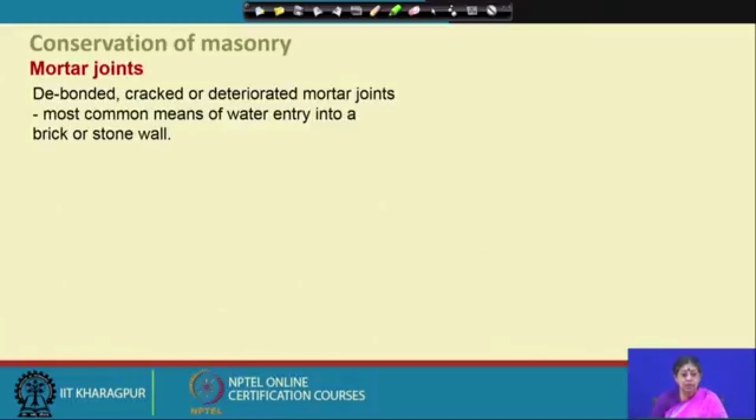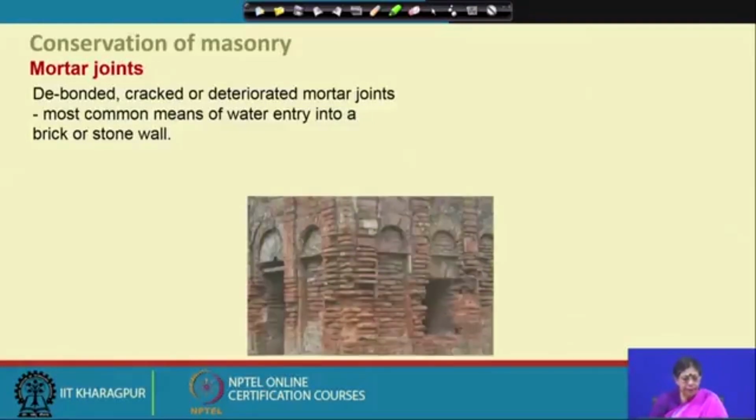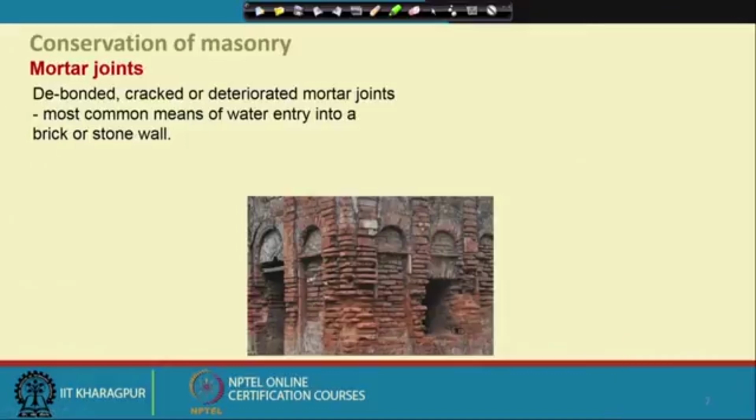And over the years it deteriorates, and at that time what has to be done, how to do it, what is the technique, which material has to be used, are very important to understand. Here you can see a brick structure, and how the brick has weathered and the mortar joints have deteriorated, and this will cause further deterioration of the structure. Ultimately it will collapse if precaution or maintenance methods are not taken care of.